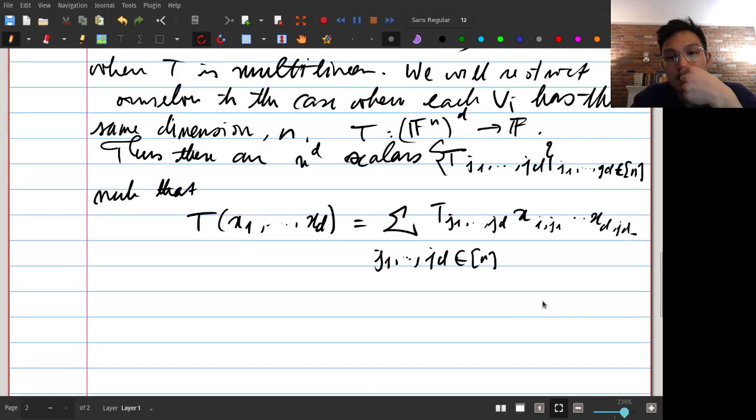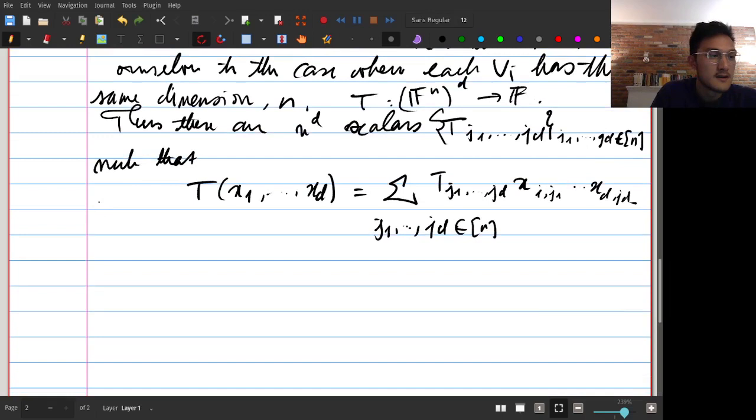So just, yeah, it's not so hard. Okay, so there's a one-to-one correspondence between ordered D tensors and D-dimensional arrays of scalars. Okay, now let's look at my notes.